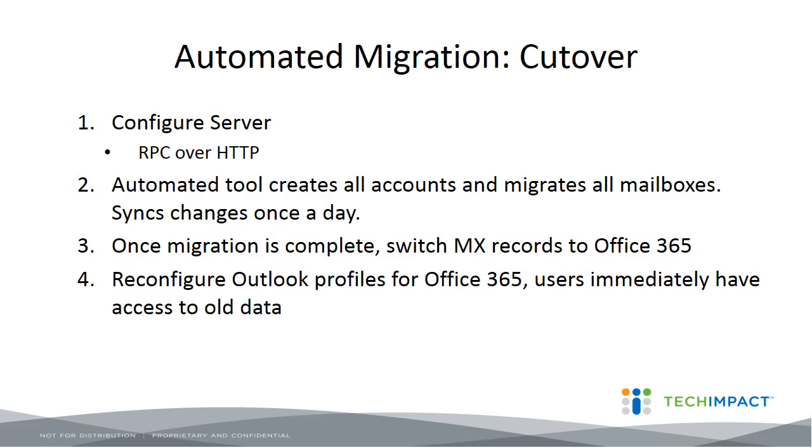Okay? So with a cutover migration, you'll configure your server, and you'll use the Microsoft Migration Tool. That Migration Tool is going to automatically create all of your accounts and migrate all your mailboxes. You'll start this migration 3 weeks before you're planning on using Office 365. After that migration is finished, it'll sync all your on-premise mailboxes to the cloud, and then after that's done, it'll resync once a day. It'll look for changed items. So every day you basically have an exact replica in Office 365 of the data that's on your on-premise server.